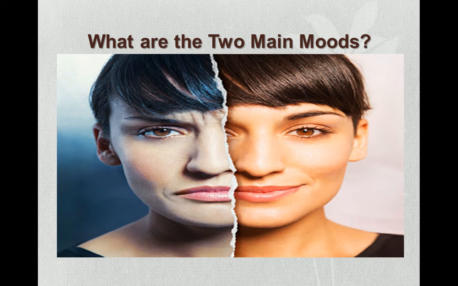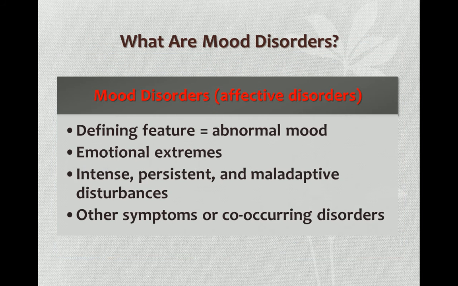So what then are mood disorders? Let's define mood disorders: a disturbance of the mood sufficiently intense to warrant professional attention. It involves extremes of emotion, intense, persistent, and maladaptive disturbances. And also, mood disorders co-occur with other psychiatric disorders.